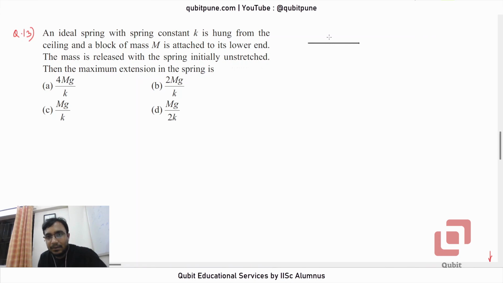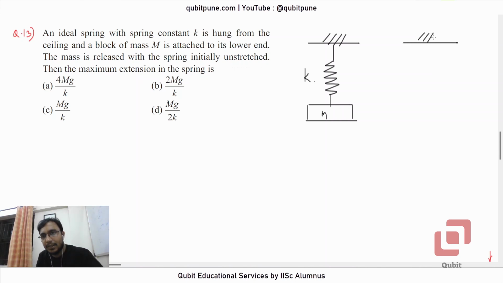So we have a spring, an ideal spring. It is unstretched and carries some mass. Now, it has been released, so what is going to happen? It will set itself into oscillations, right?